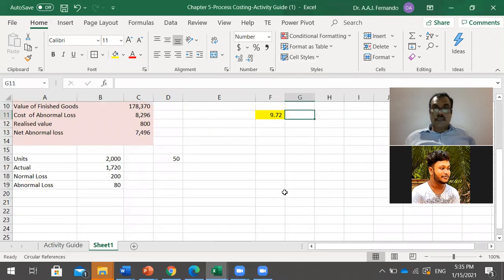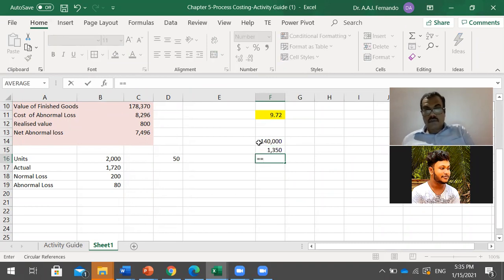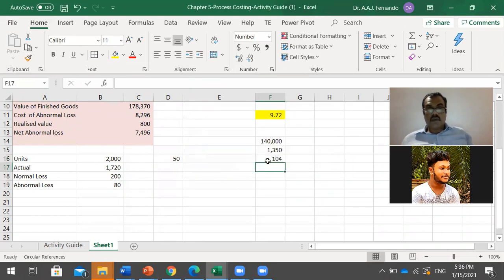Okay, what do you say? 104, like 140,000. Total number of units is 1,350. Therefore, what happened? Something went wrong. 104. Actually, it should be exactly not 104, 103. This much. So fractions are there for rounding up purposes. It's been taken like this.